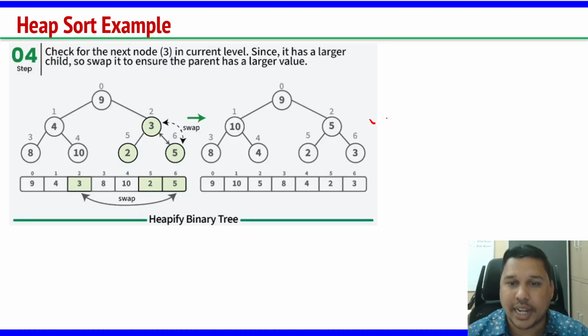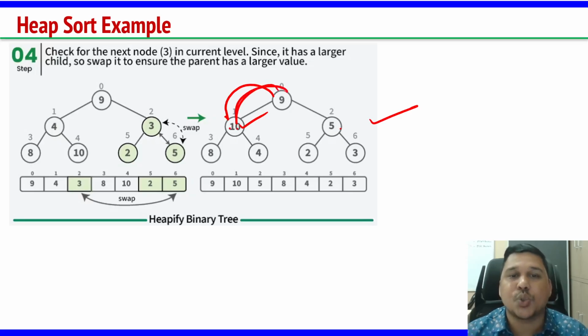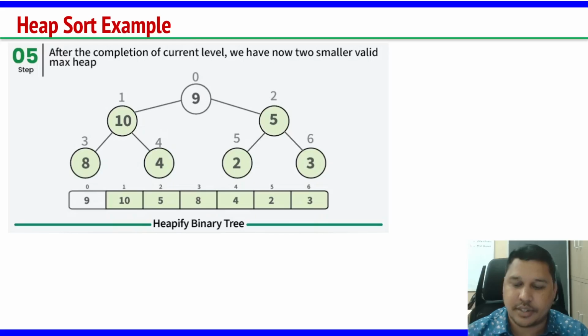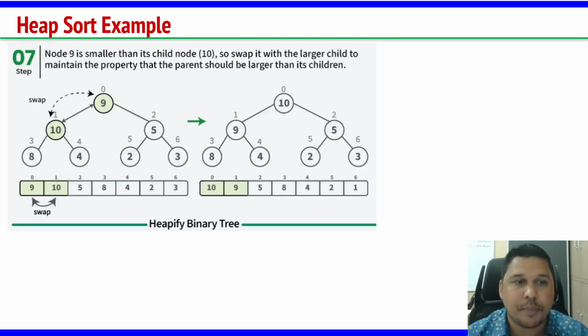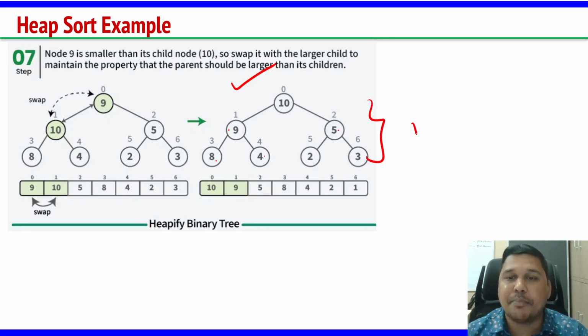So, I am trying to construct a max heap. Now, again compare 9 with 10, 10 is larger; 10 and 5, 10 is larger, swap these two. So, the tree becomes like this. After swapping, I get my final tree: 10, 9, 5, 8, 4, 2, 3. I constructed a max heap now.